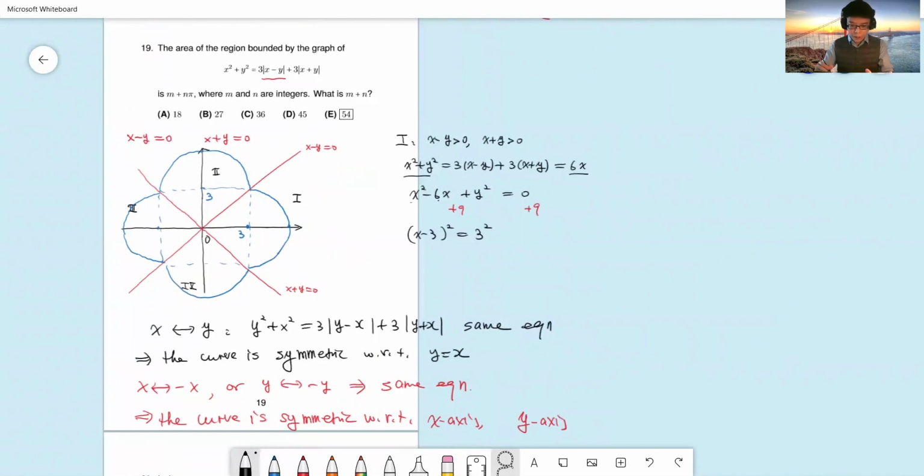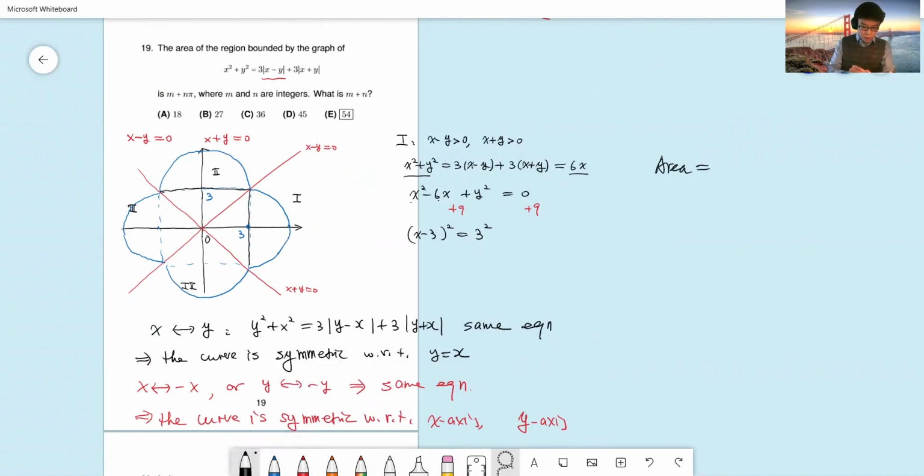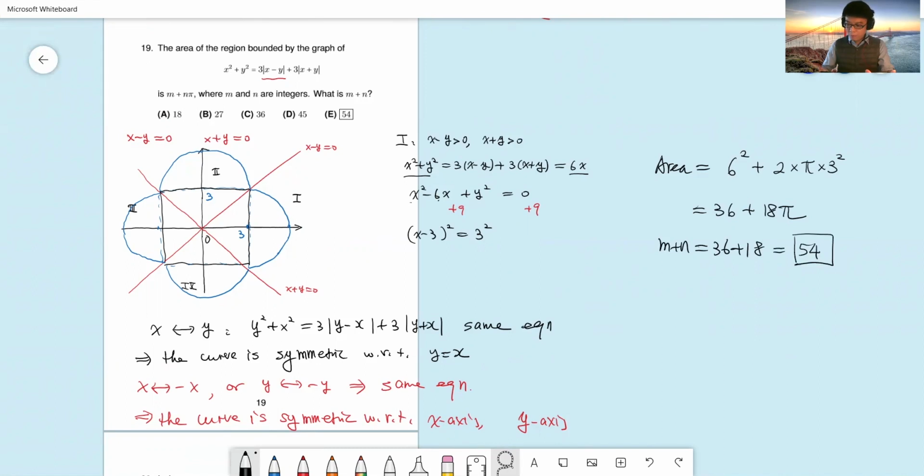And we can find the total area. The center part is a square. The side length is 6. So the square part is 6 squared, plus the semicircle part. We have 4 pieces of semicircle, so that is basically 2 complete circles, pi times 3 squared each. So it's 36 plus 18 pi, and we get M plus N pi. M plus N equals 36 plus 18. The answer is 54. So the answer here is E.